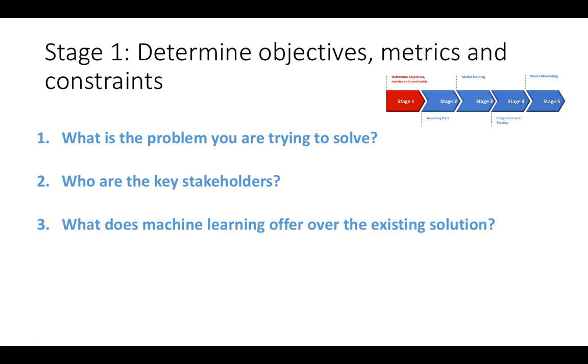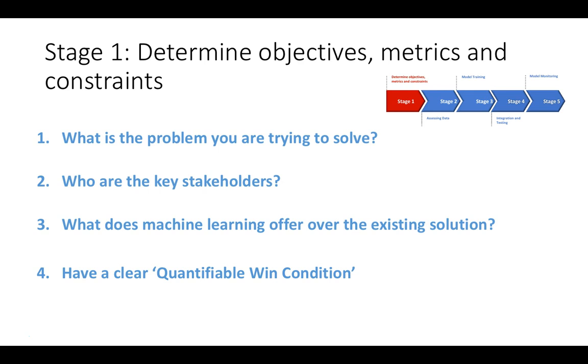Then the third question is, what does machine learning offer over the existing solution? If a rule-based, algorithm-based system is already there and it is solving the problem, then without understanding return on investment, no need to build it. That is why you have to ask that question: what is the existing solution and how can you make it better? And the last point is actually having a clear, quantifiable win condition.